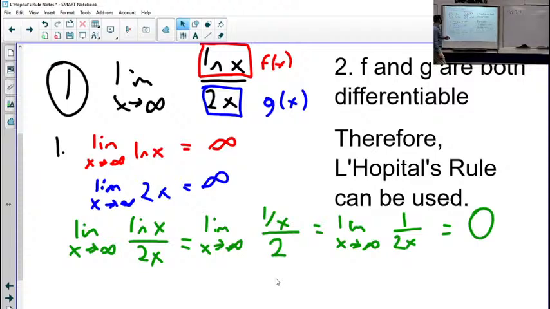Another way we can do this problem is what I like to call a race to infinity. On top, I have natural log of x. On bottom, I have 2x. Who wins? 2x wins over natural log of x.